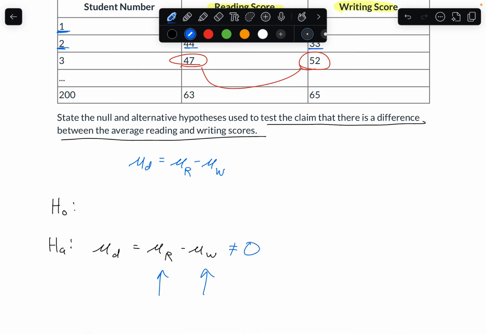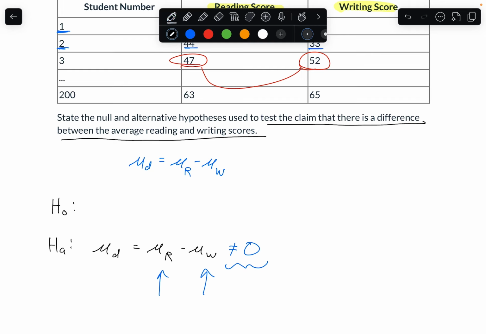If I take 5 minus 4, I end up with 1. But if I were to take 5 minus 5, two of the same numbers, I always end up with 0. So when we say there is a difference, this is just saying when I subtract them, I'm going to get something that's not equal to 0. I don't necessarily know whether one is greater than or smaller than the other. I'm just going to say mu sub d is not equal to 0.